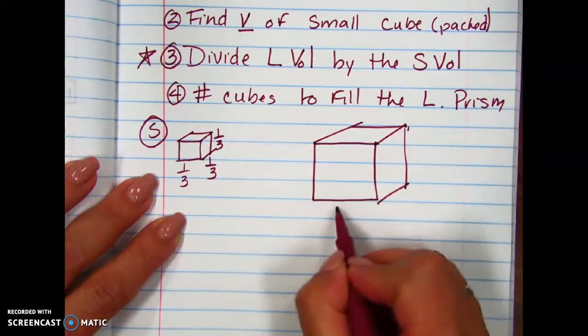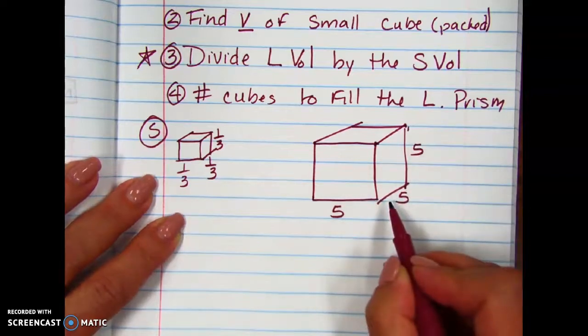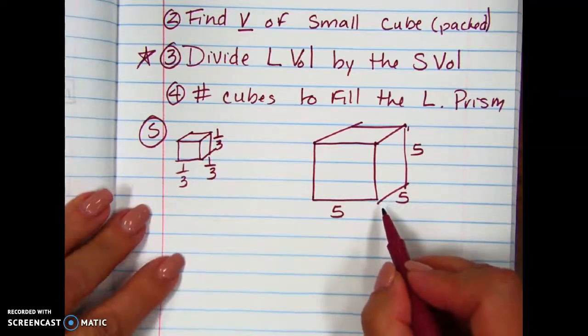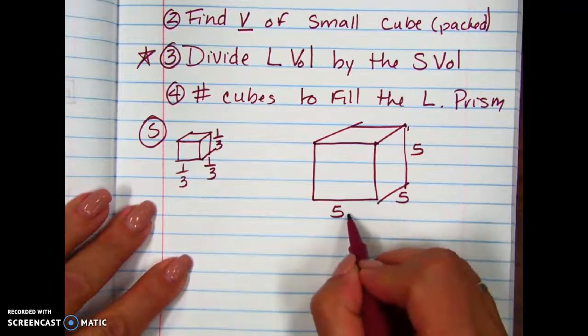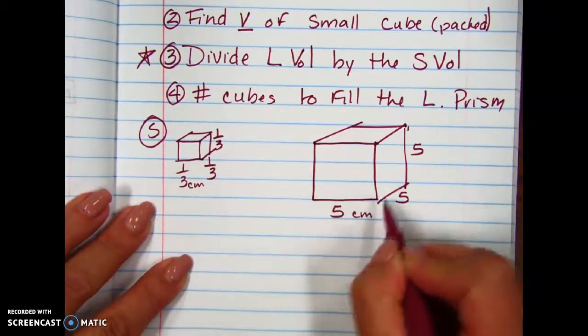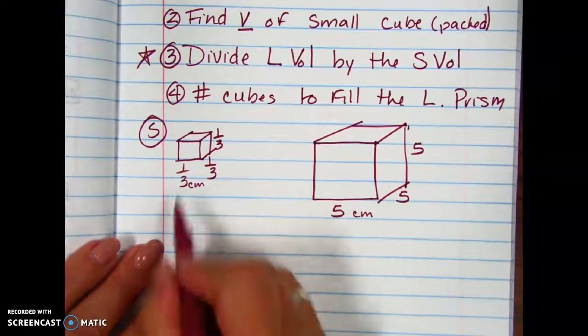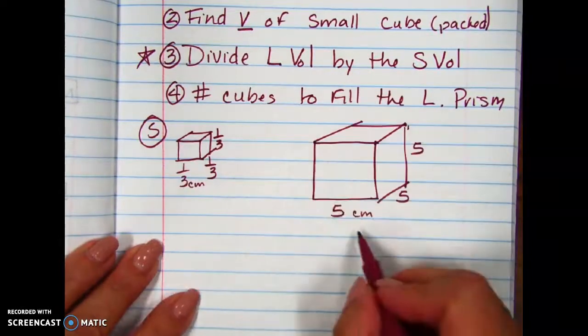And this large prism is 5 by 5 by 5. This prism also happens to be a cube, but it can still work. We're going to say this is, we said it was centimeters, so these are centimeters as well. You have to have units that match. So step 1, find the volume of the large prism.